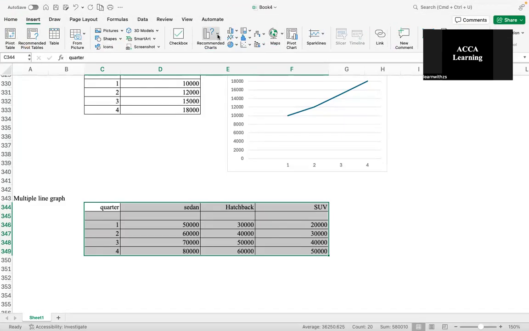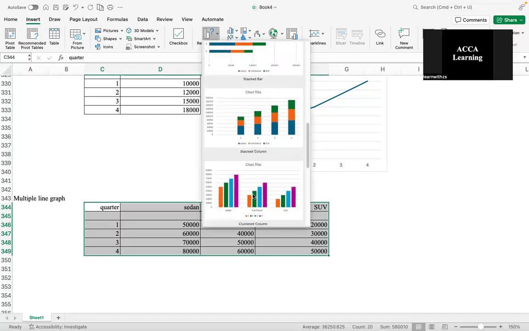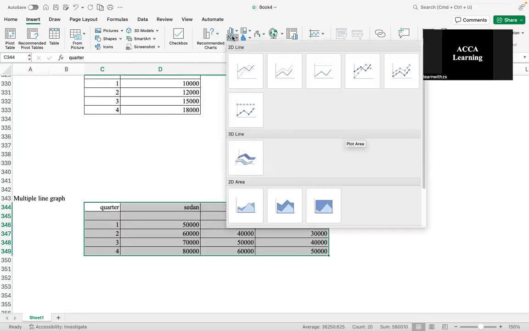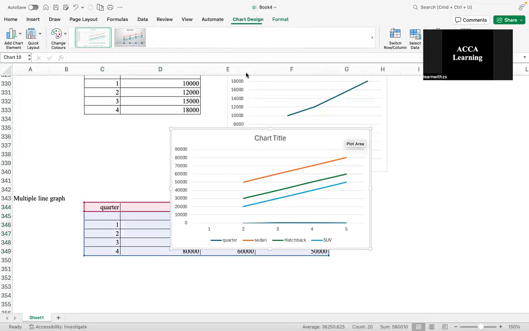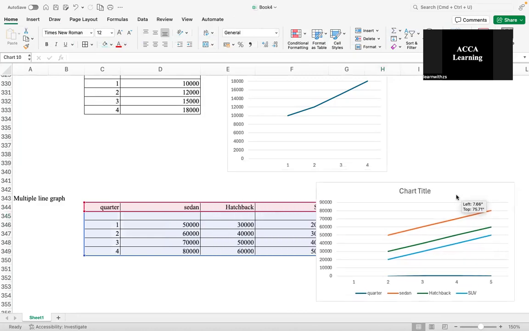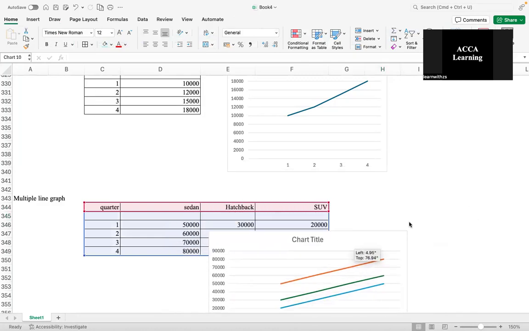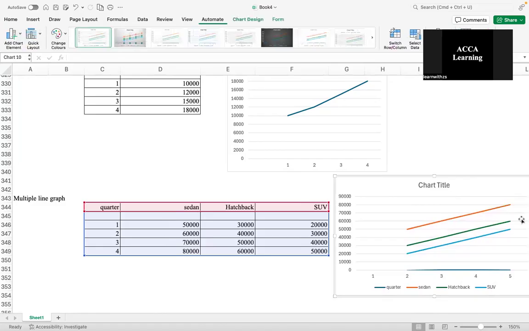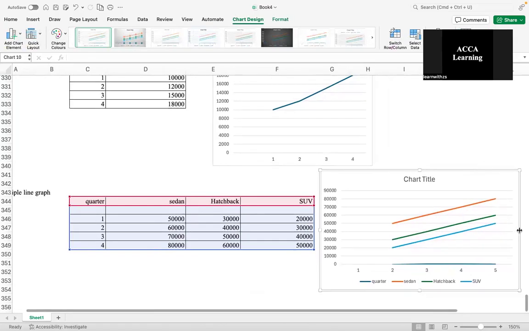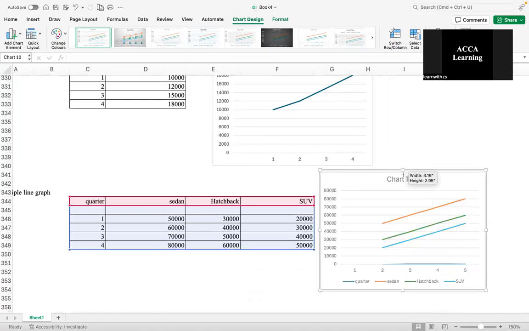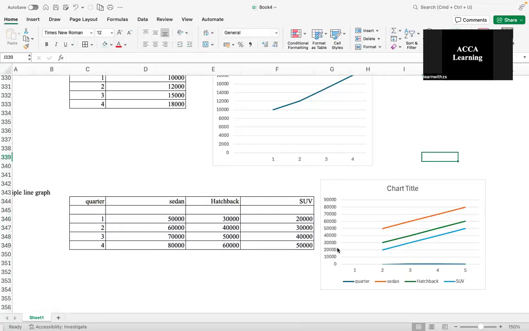Insert a recommended chart. So these are not appropriate. We could do a line graph. Okay. Now, here what is happening is that your lines are typically all in a increasing way. So it goes from 50 to 80, 30 to 60, 20 to 50. So this is something that is happening.